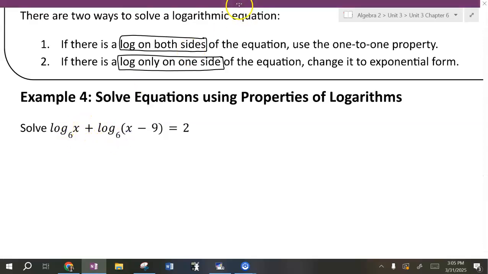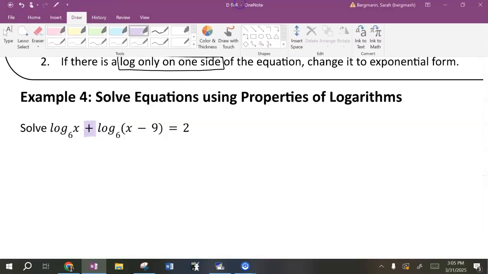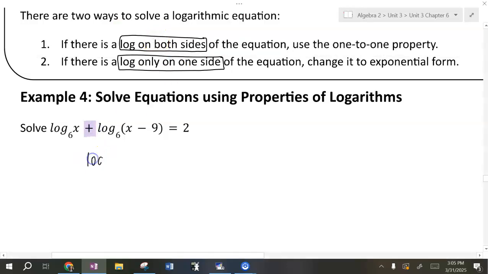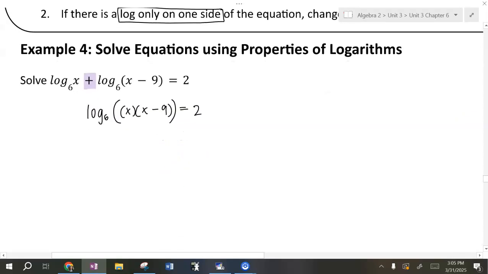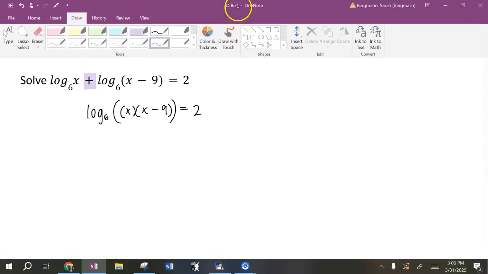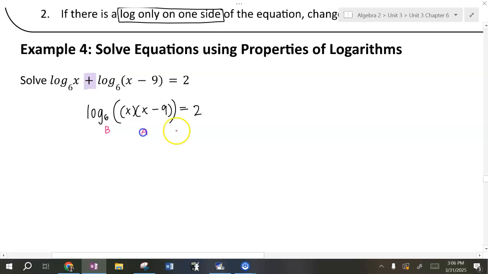In order to combine them together, since they have a plus sign between them, you're going to multiply what's inside the log. So it's going to stay as log base 6, but inside of here, you're going to multiply x by x minus 9. On the other side, you're going to keep the 2, just bring it down. Now, since there's a log only on one side, we're going to change it to exponent form. So we'll use base, answer, exponent. Remember, bay. Logs are bay. So we go base is 6, the exponent is 2, and the answer is x times x minus 9.